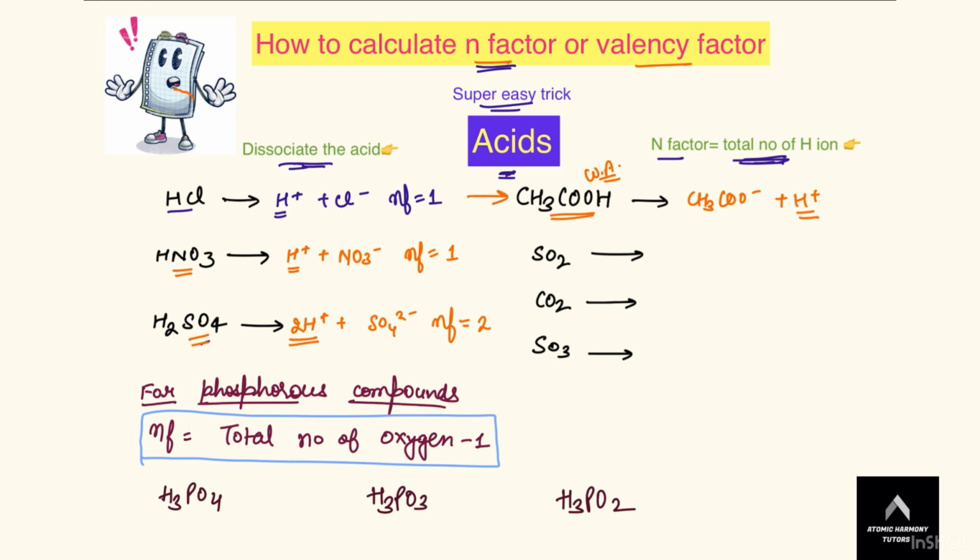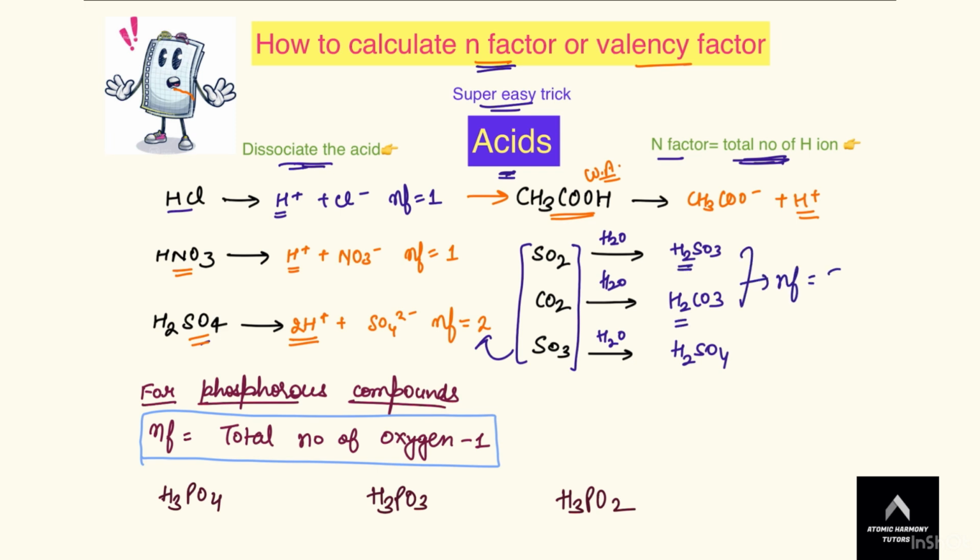But in case of compounds like SO2, CO2, SO3, there are no H plus ions shown at first. So we add water here. First we make them acid and then dissociate. SO2 with H2O produces H2SO3, CO2 with water produces H2CO3 and SO3 with water produces H2SO4. The n factor is equal to 2. Here also 2H, here also 2H, then n factor for these compounds is 2. So it's a very easy trick: first dissociate the acid and then the H ion count is equal to the n factor.